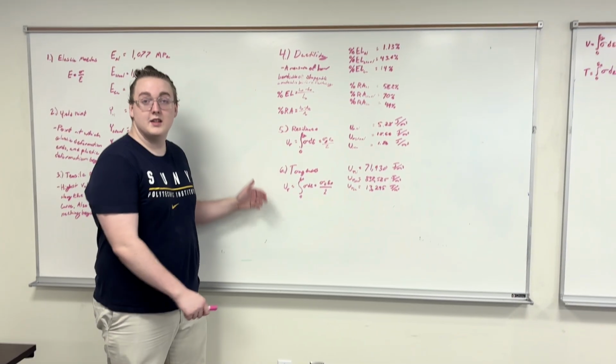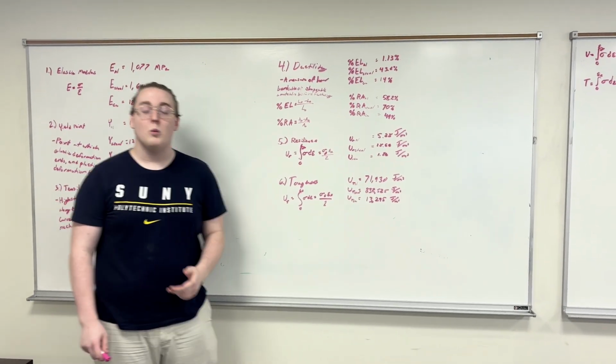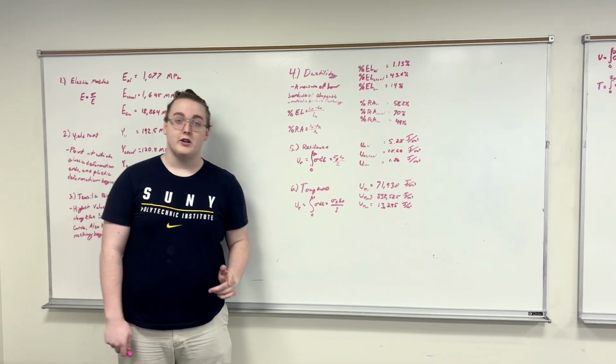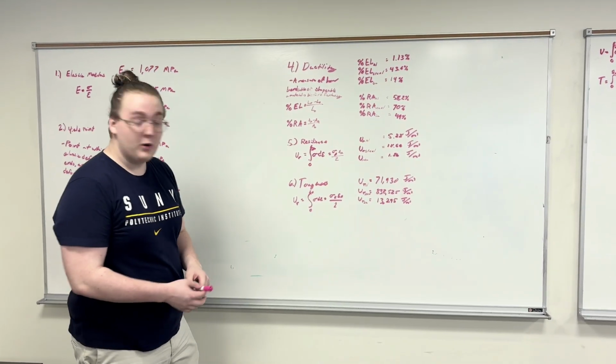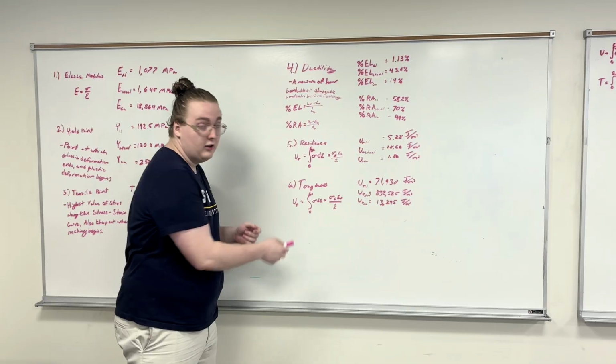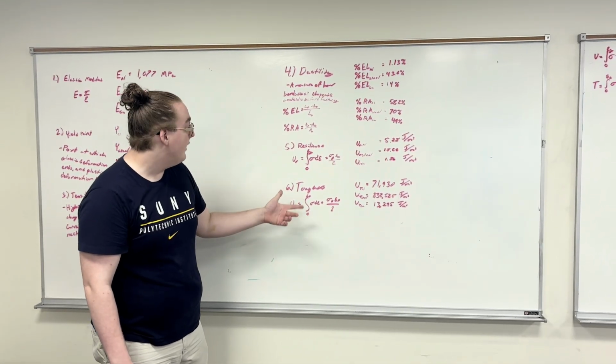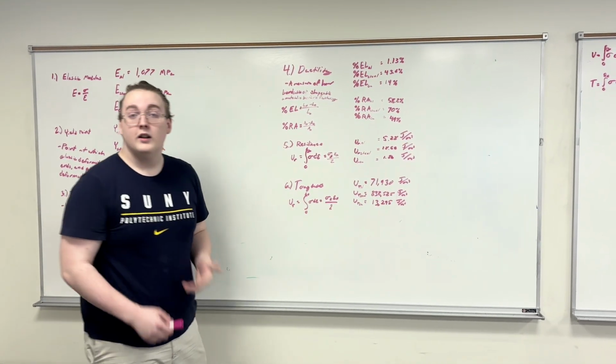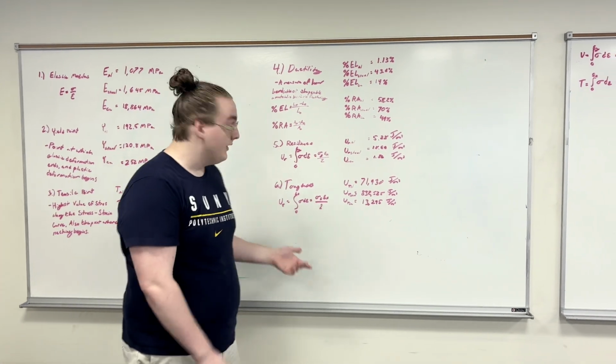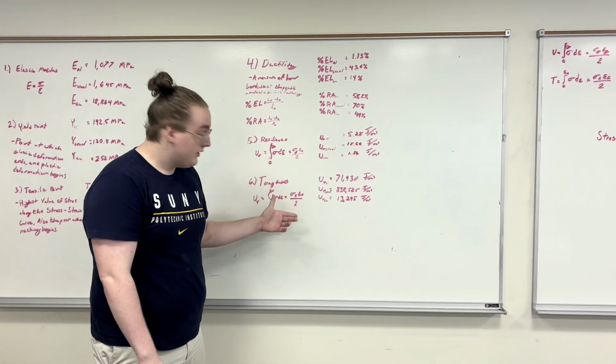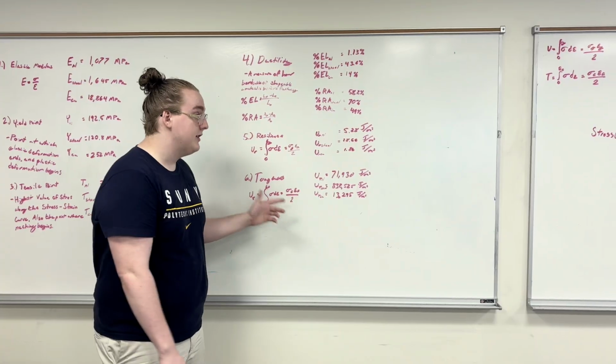Toughness is defined as the ability of a material to absorb energy while deforming plastically without fracturing. Toughness has a formula, U sub T equals the integral from 0 to the fracture point of the stress d strain. However, we can also simplify this to be the stress at the fracture point times the strain at the fracture point divided by 2.